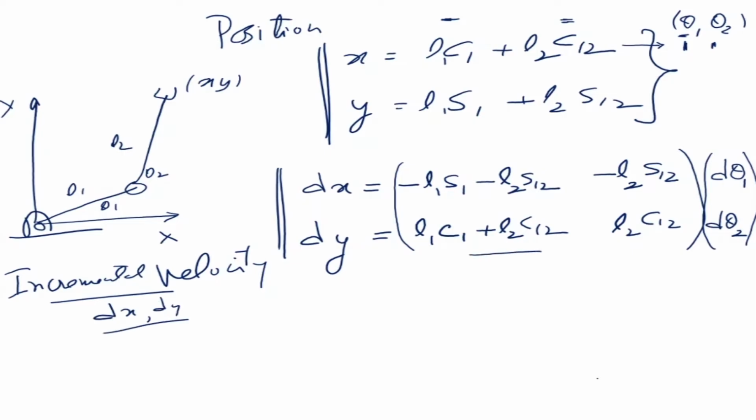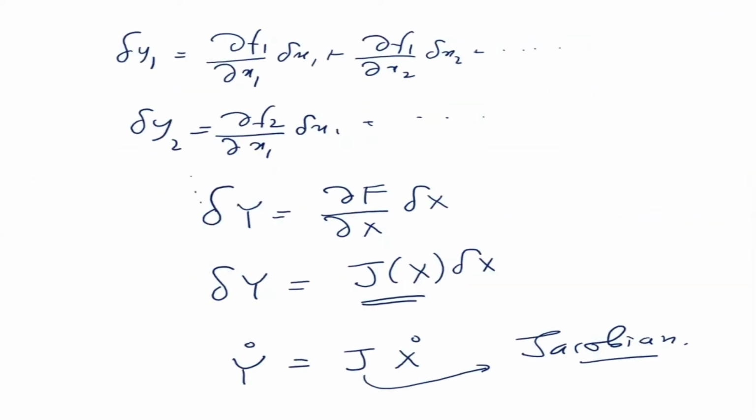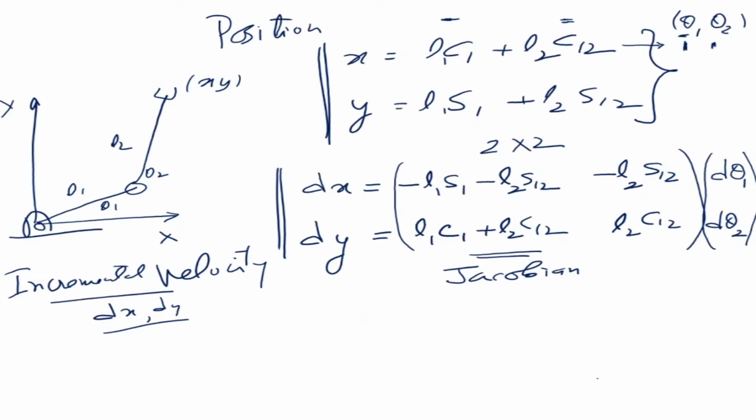So this here is a 2 by 2 matrix, and this is called the Jacobian, exactly similar to what we had done here. That is how we get the Jacobian, as I explained. From the position relationship we get the velocity relationship, and I can write this similarly: x dot is equal to J into theta dot. So this Jacobian relates the joint velocity with that of the end effector velocity.